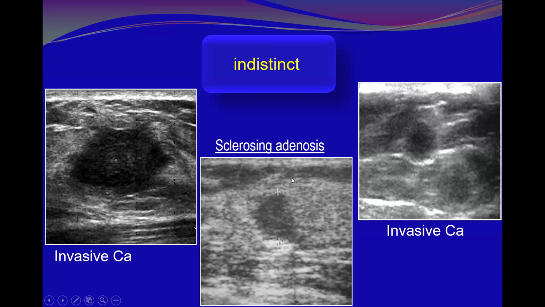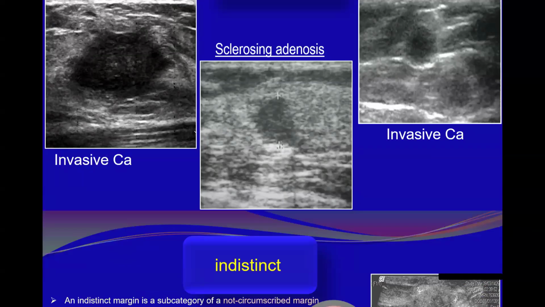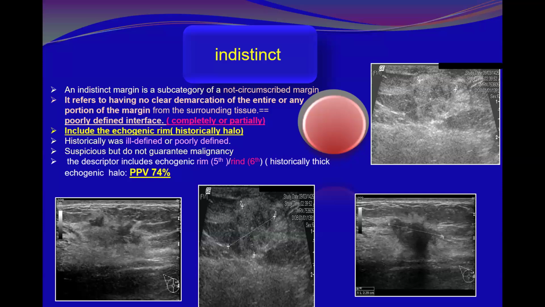This one from the literature was diagnosed to have sclerosing adenosis. Also, though it is benign, it has indistinct margins. What are indistinct margins? It is a subcategory of non-circumscribed margins. It refers to having no clear demarcation, either partial or complete, throughout the margins from the surrounding tissue. The mass from the surrounding tissue would not be seen well demarcated.